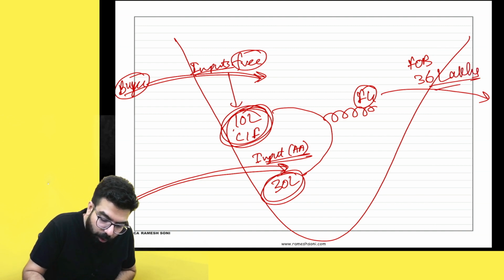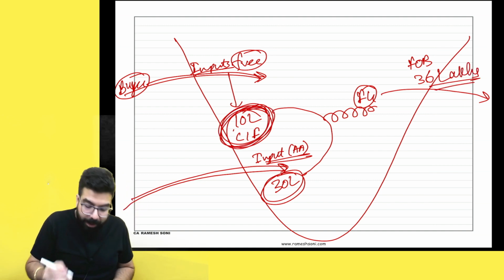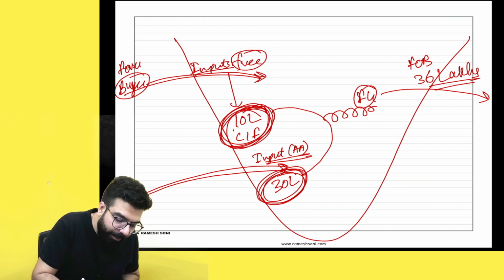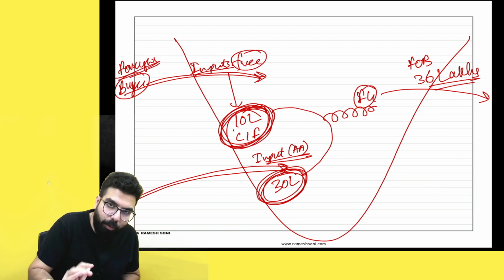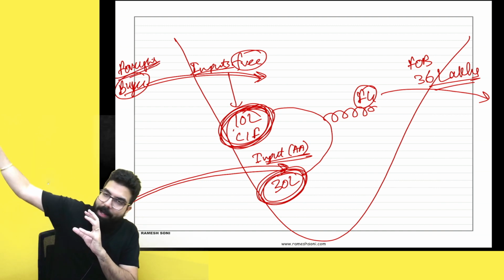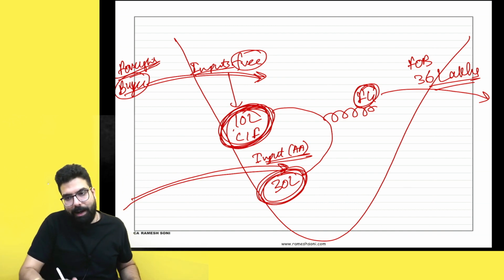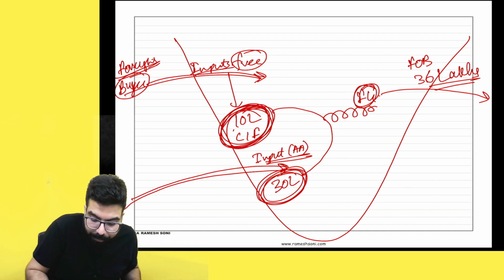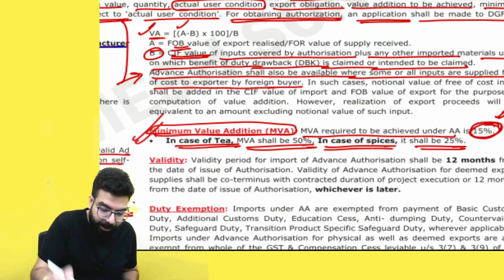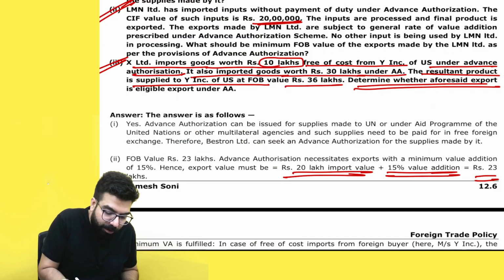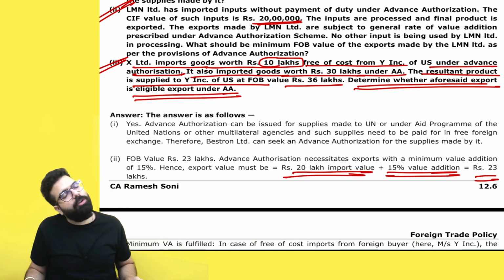So I have got some free material also, and I have got some inputs which I bought for 30 lakh. The foreign buyer, for whom I will make the final product and export, had given it for free. So 10 lakh plus 30 lakh, 40 lakh rupees of items, and I made the final product and I exported. Whether the aforesaid export is eligible under advance authorization? Yes, it is eligible under advance authorization.